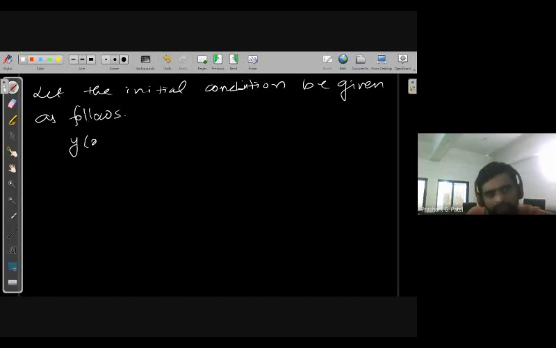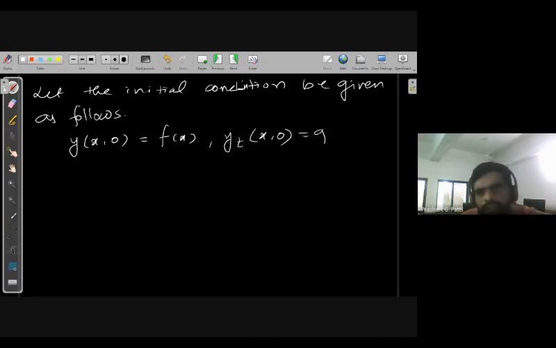That is y of x,0 is equal to f of x. That is, at time t equal to 0 the displacement of the string is f of x, some function. And yt at x,0, that means at time t equal to 0, the velocity will be g of x. This gives me the velocity, and this gives me the displacement at time t equal to 0. This is the initial condition where your value of x is between 0 to infinity.